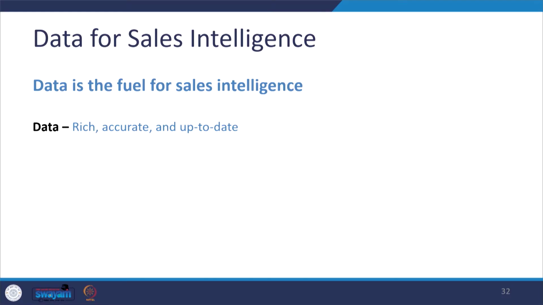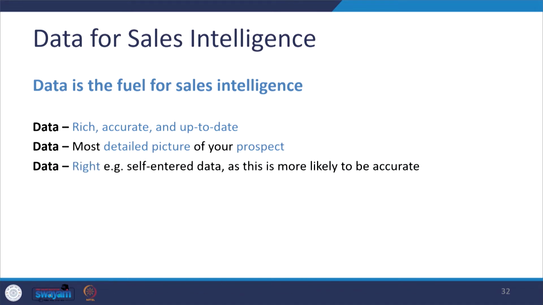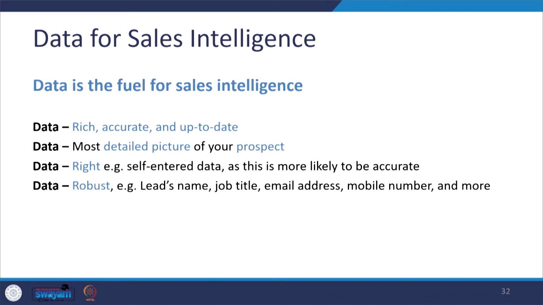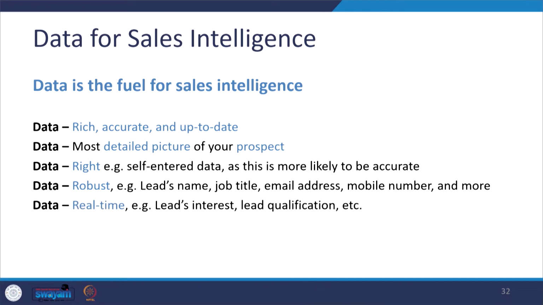So, data must be rich, accurate and up to date, the most detailed picture of your prospects. Data that is right, for example self-entered data, as this is the most likely to be accurate, filled up by your own customers. Data should be robust, that is a lead's name, job title, email address, there should not be any missing data in your set. Then data should be real time, that is when leads show interest, qualification, etc. It has to give you that real time data, and the data should be clean, not wasting time chasing the wrong lead. That's something salespeople will never want to do, right?